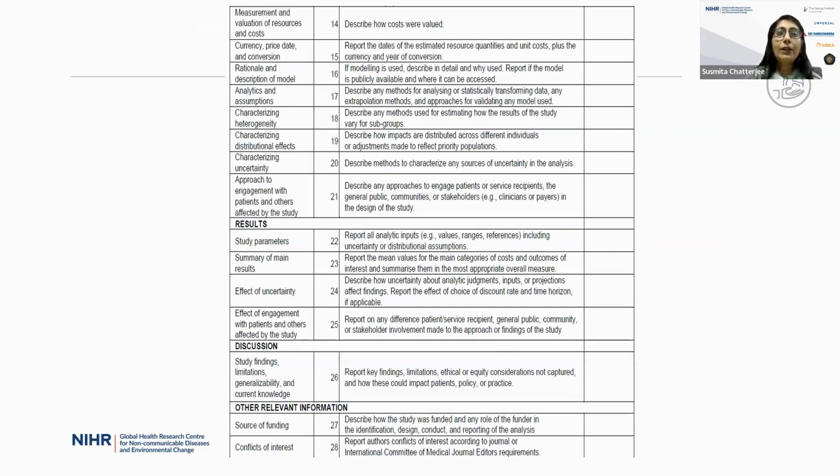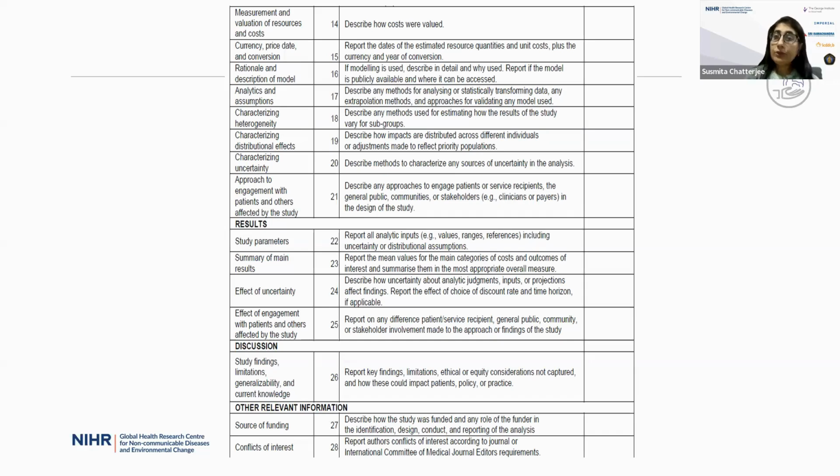Then how are you going to measure the cost? What is the currency? What is the conversion rate you are using? And then price and date. As I said, which year are you doing the analysis? Okay. Then description of the model, whether it is a decision tree or Markov, or why did you think about doing a decision tree or Markov? Why not other things?